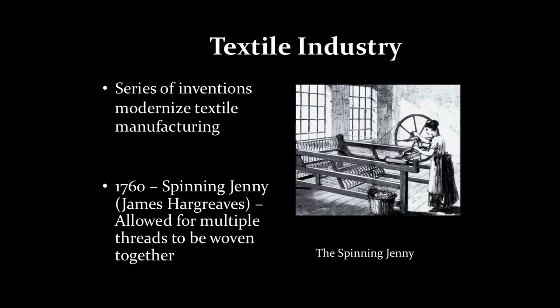But what happened was a series of small inventions started to modernise the textile industry. For instance, in 1760, James Hargreaves invented the spinning jenny, which allowed two people to do the work of one person. The spinning jenny actually spun cotton and wool into thread to make fabric.